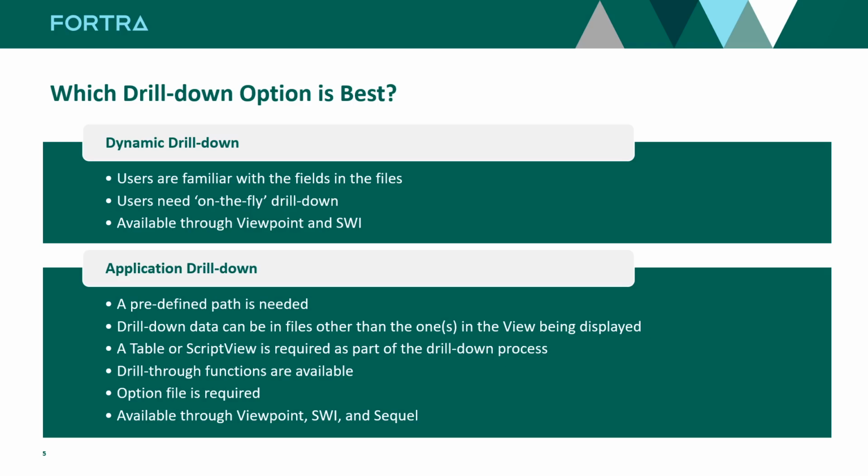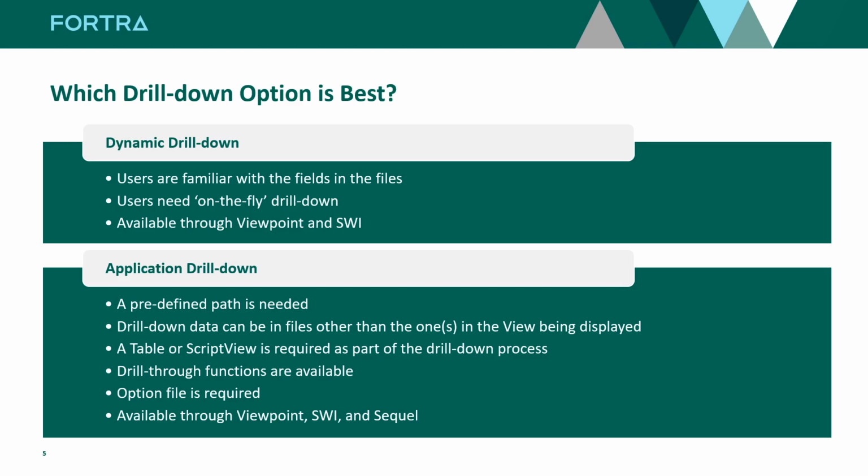So you may be thinking to yourself, okay, which one do I use? Well, it depends on what you need. The dynamic drill down is best for ease of use, on the fly type drill down. Users are already familiar with the fields that are in the files. They know exactly what they're looking for, and what they're looking for may change day to day or hour to hour. This is available through Viewpoint and through our SQL web interface, or SWI.